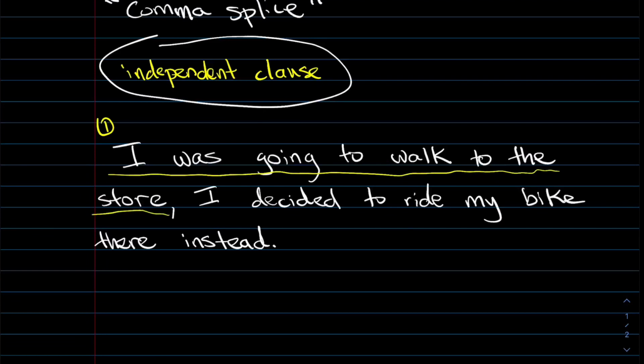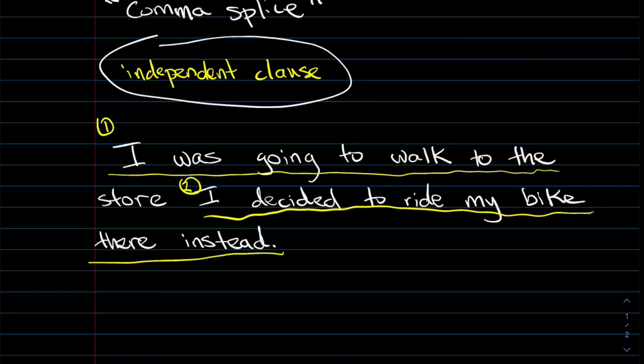You could put a period here, and that would make perfect sense. It would be a complete sentence. It would express a complete thought. The second independent clause is, of course, I decided to ride my bike there instead. That could also stand as an individual sentence. So you could have two sentences here.